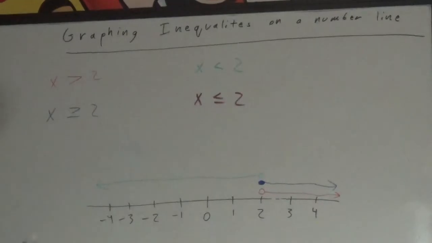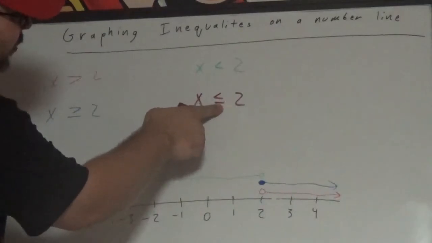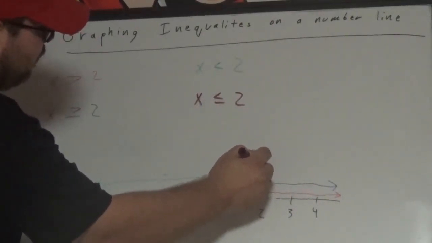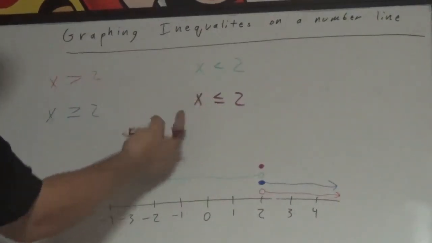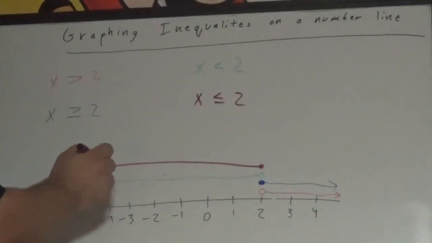Last one is x is less than or equal to 2. I probably don't have to say how you graph this for you to figure it out. We look for the 2 again. We look at an open or closed circle. Well, this time it's a closed circle. And what direction does it go? Well, it's less than or equal to, so we go this way.